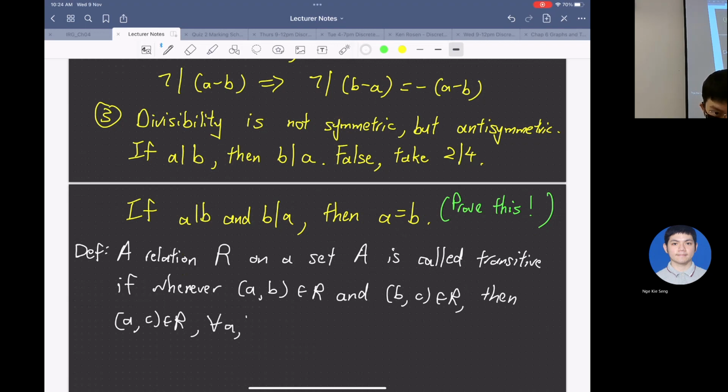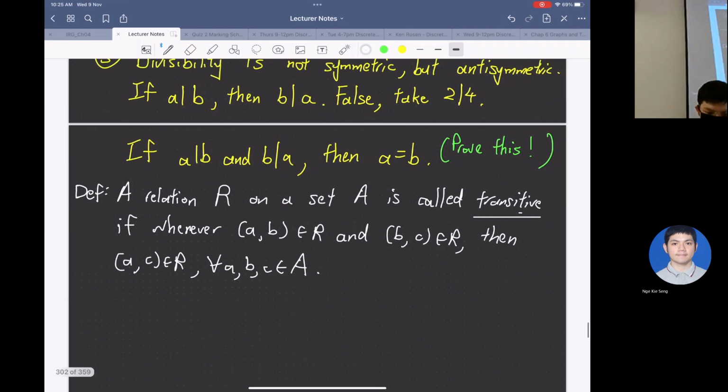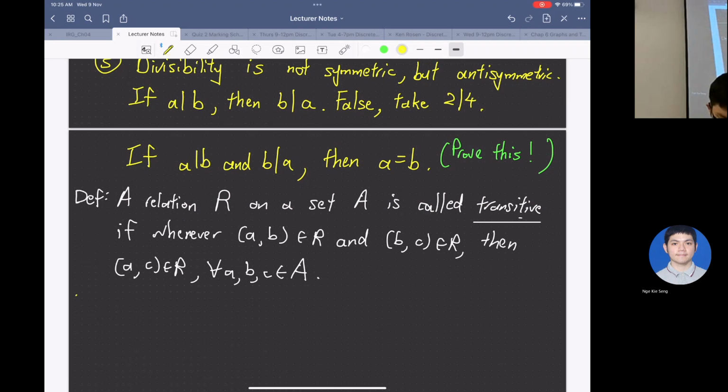Okay. And then A and B together, B and C, is there any relation between A and C? Yes, A and C is in the relation if the relation is transitive. So it's like you can transit to a different person. Okay. So let's see. For example, let's continue the congruence mod 7.